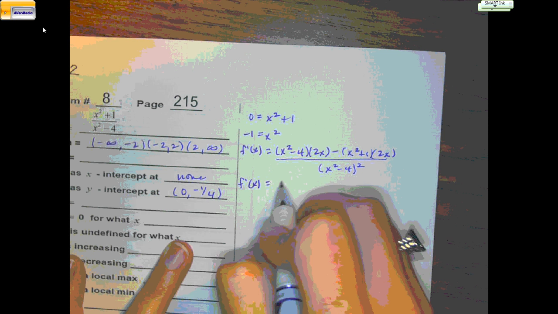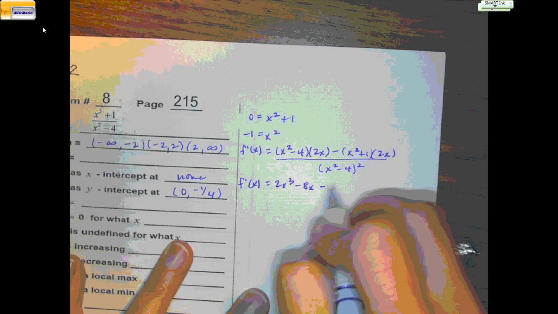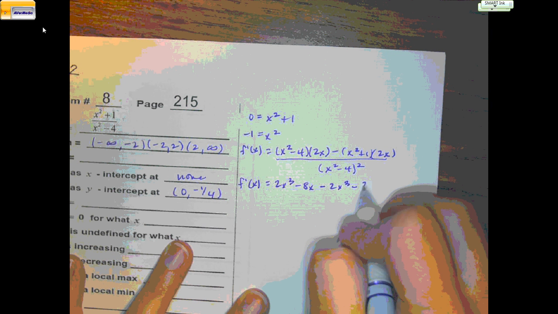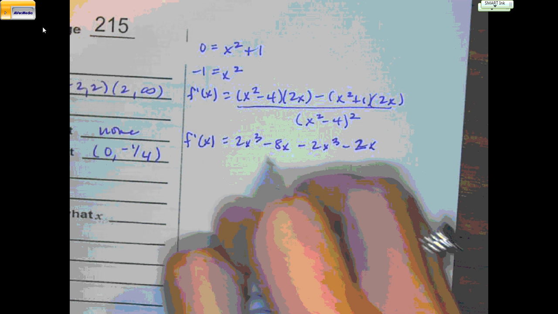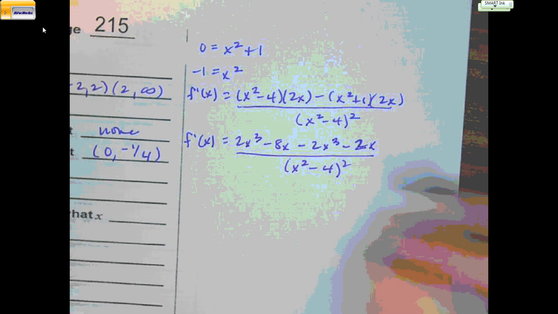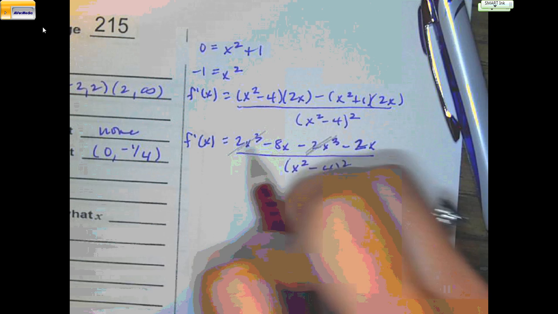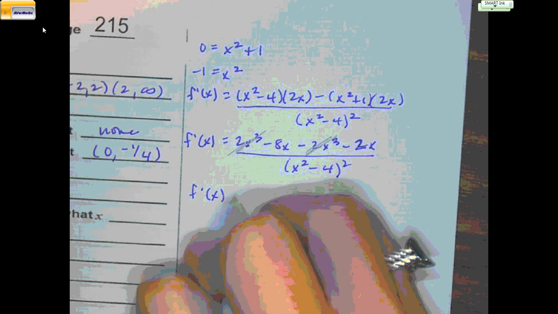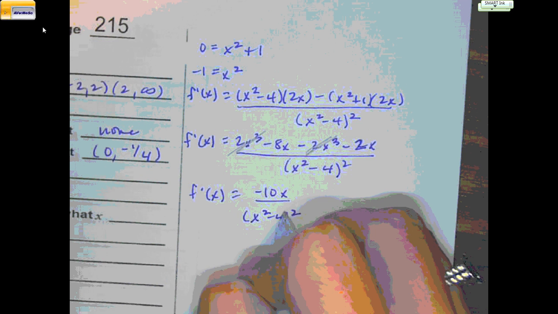So we distribute and we get 2x cubed minus 8x minus 2x cubed minus 2x. Ever see where that minus 2x came from? I distributed a negative and a 2x at the same time. All over x squared minus 4 the quantity squared. Good news, we have 2x cubed minus 2x cubed. That's nice. Those go away. And negative 8x minus 2x is negative 10x.